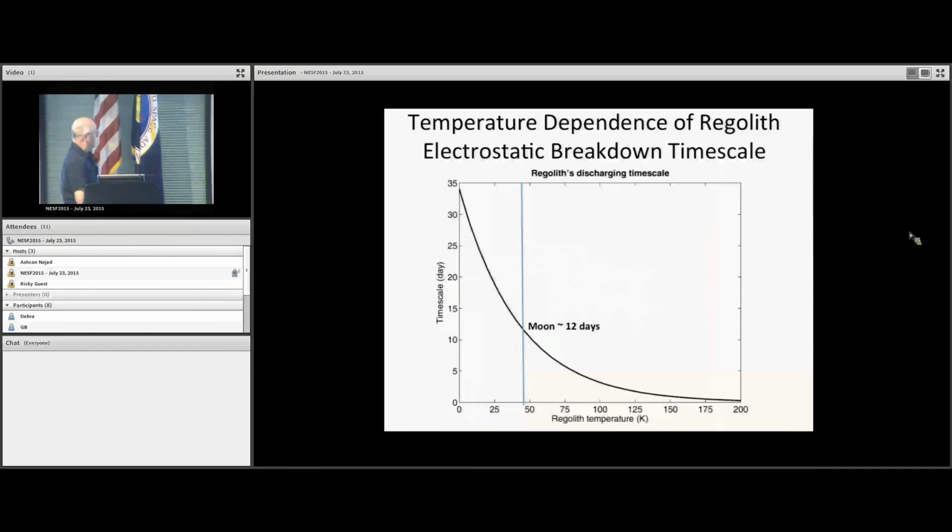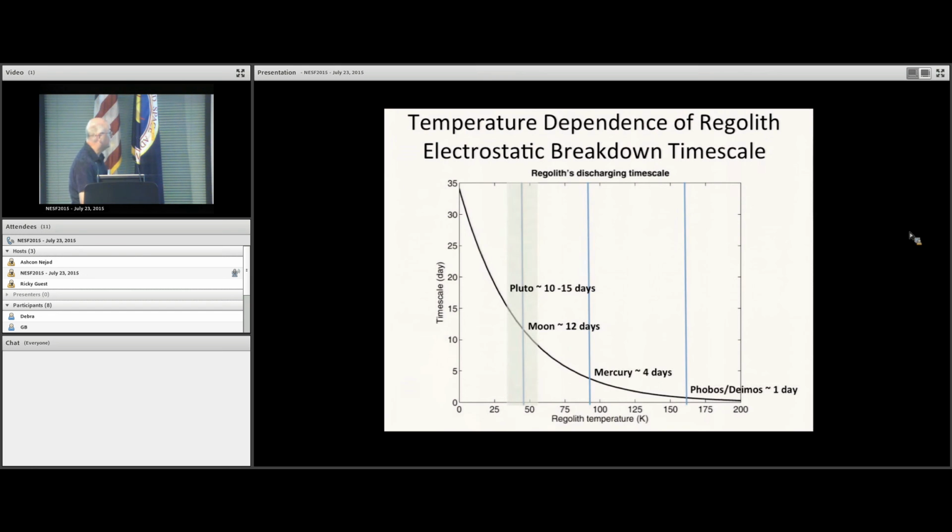So this is a figure that shows the time scale of the electrostatic breakdown time as a function of regolith temperature. So if you look at permanently shadowed regions of the moon, it's about 12 days. So the charging events are short compared to that 12 days. So that's an important property here. We can then start looking at these other objects.